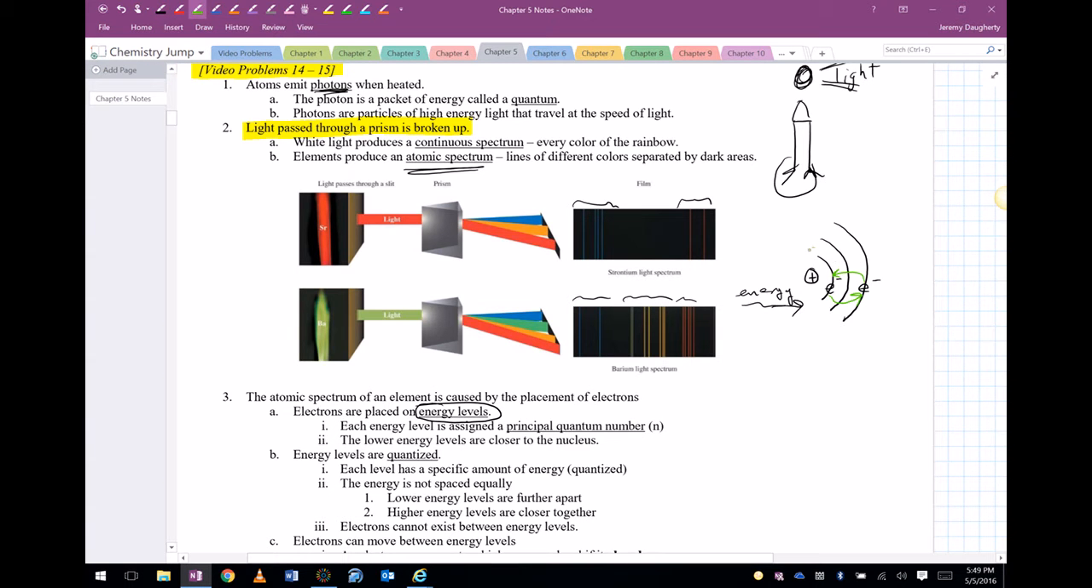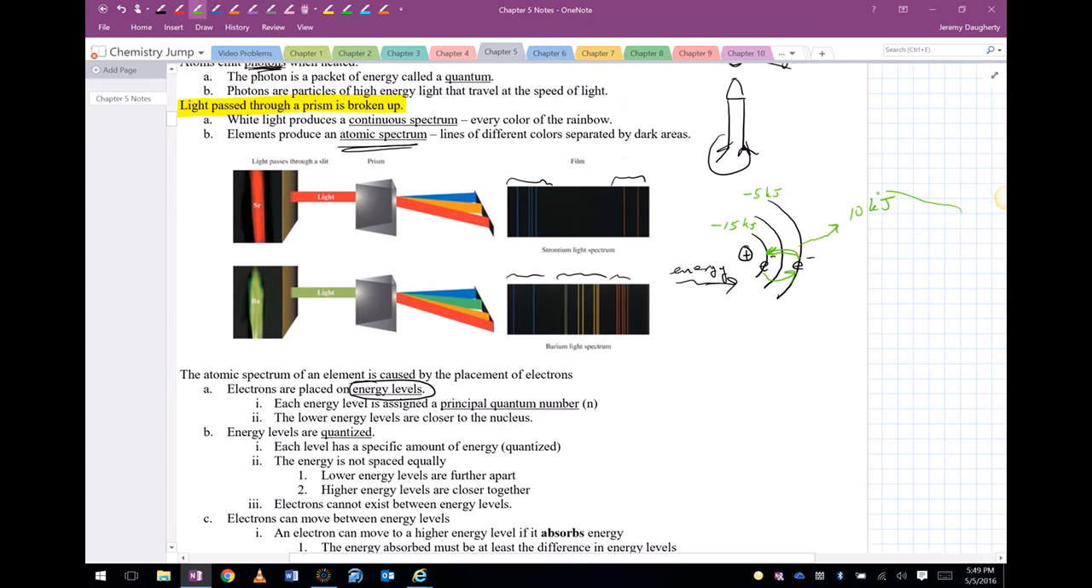Let's say that this is negative 15 kilojoules of energy, and let's say that this is negative 5 kilojoules of energy. So in order to jump up, it had to gain 10 kilojoules of energy. In order to jump back down, it has to give off 10 kilojoules of energy. And that 10 kilojoules of energy is a certain wavelength of light.